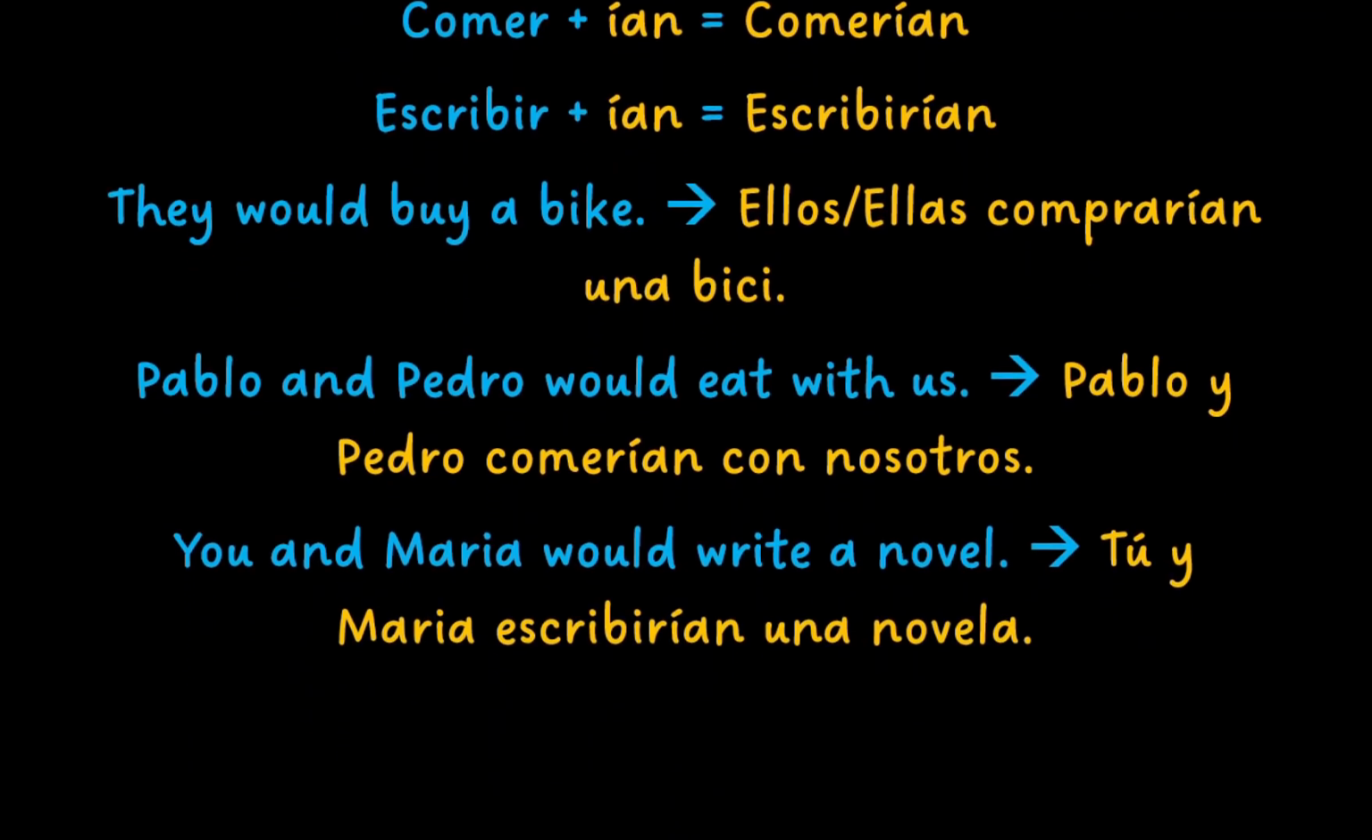They would buy a bike is ellos or ellas comprarían una bici. Pablo and Pedro would eat with us is Pablo y Pedro comerían con nosotros. And you and Maria would write a novel is tú y Maria escribirían una novela.